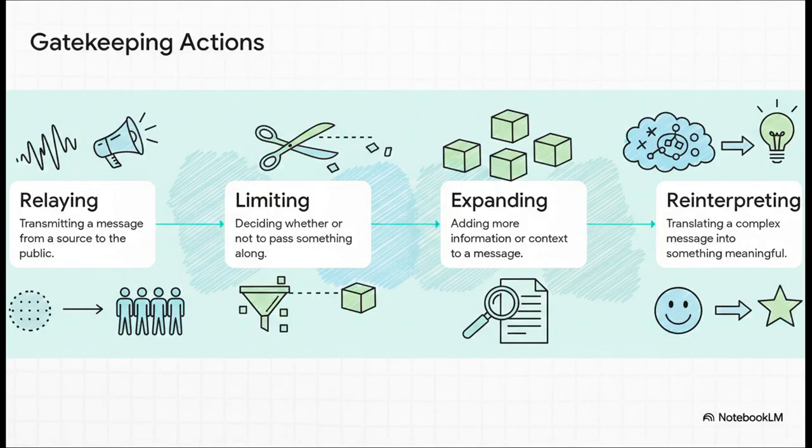Gatekeeping isn't just one single action. It's really four. A gatekeeper can simply relay a message, just passing it along. They can limit it by editing things out. They can expand on it, adding more context or research. And finally, they can reinterpret it, which means translating complex ideas into something that a much broader audience can understand.